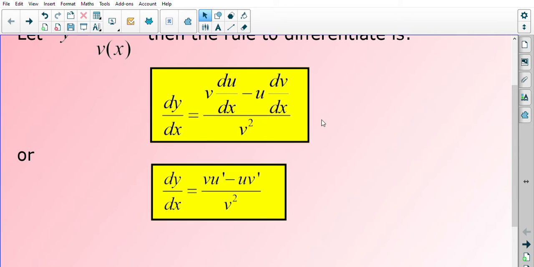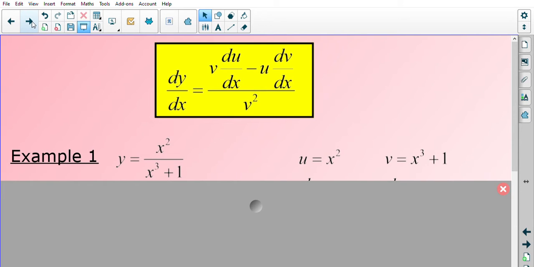Let's look at a couple of examples of this today to show you how this works. The first example I'm going to look at is y is a function that is x squared divided by x cubed plus 1. That's what I'm looking to differentiate.